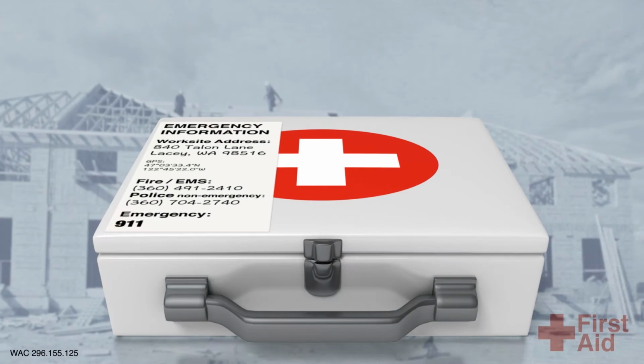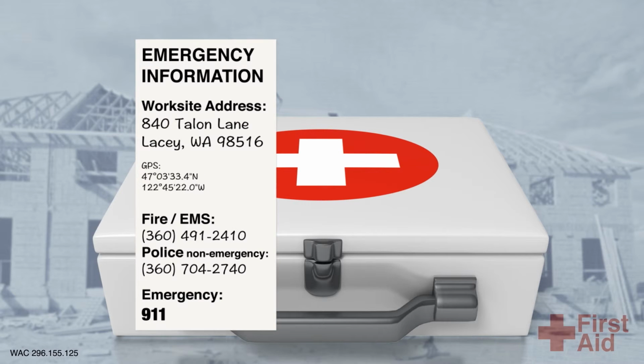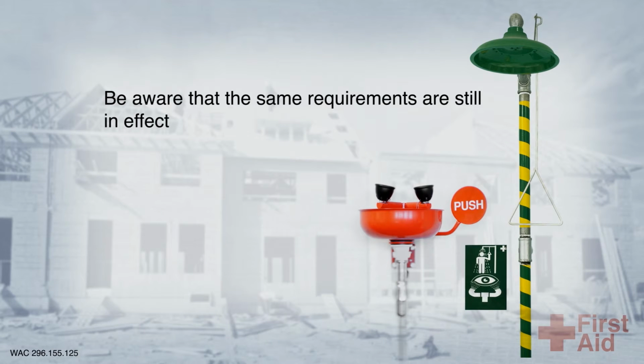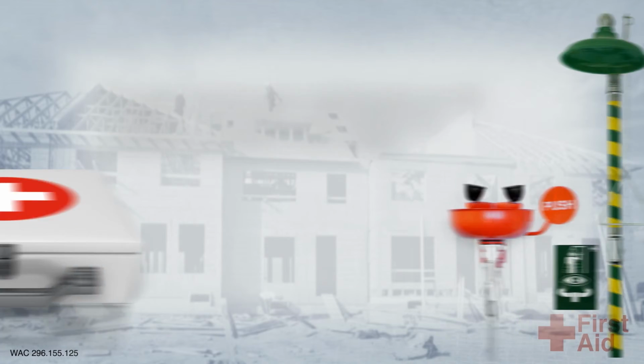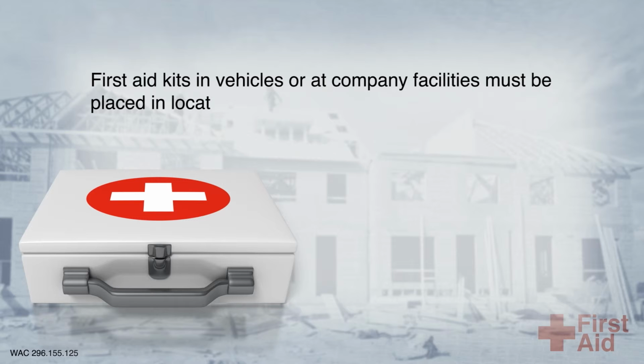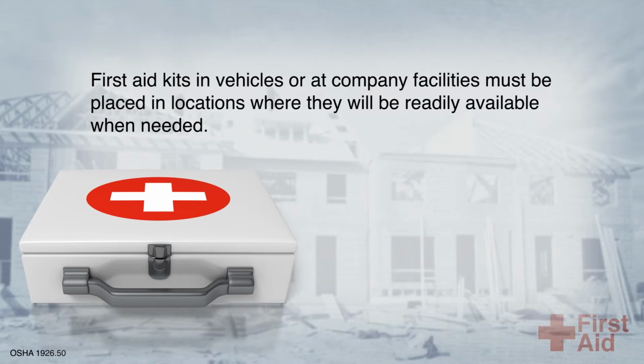When practical, a poster must be fastened and maintained either on or in the cover of each first aid kit and at or near all phones plainly stating the worksite address or location and the phone numbers of the emergency medical responders for the worksite. Be aware that the same requirements are still in effect for emergency wash stations as indicated previously for this industry. First aid kits in vehicles or at company facilities must be placed in locations where they will be readily available when needed.